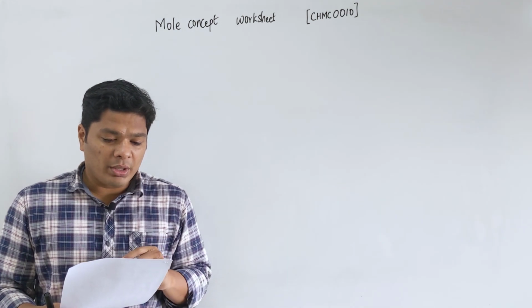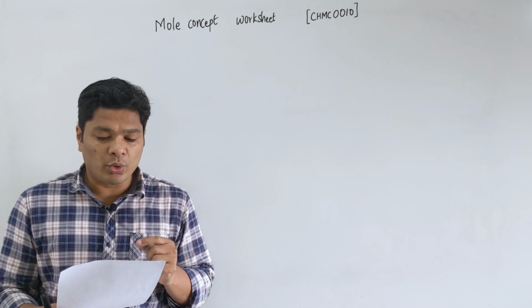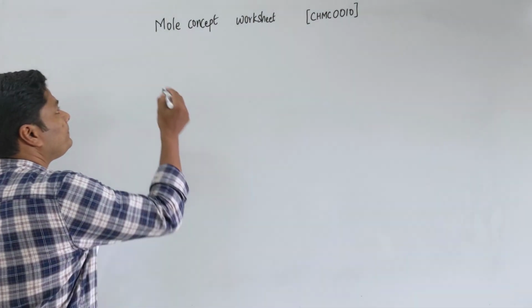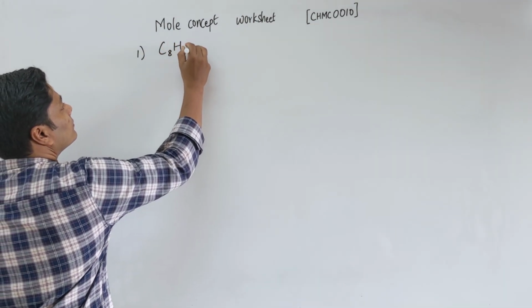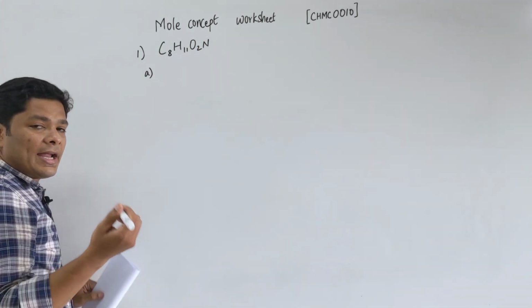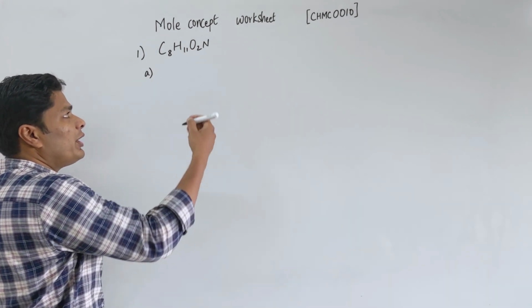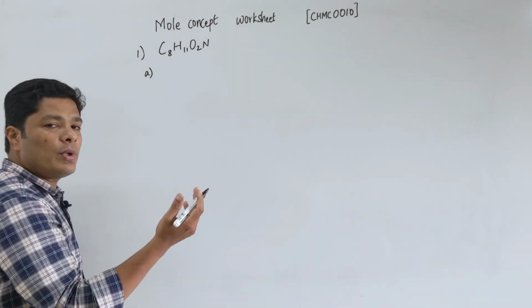Okay, let's look into the first question. They are talking about dopamine, a neurotransmitter, and question 1A asks: what is the molecular weight of dopamine? Dopamine is given as C8H11O2N. For A, I advise you guys to use the periodic table I have sent you. Over a period of time, you will start remembering the molecular masses. If you keep doing it, you will be alright.